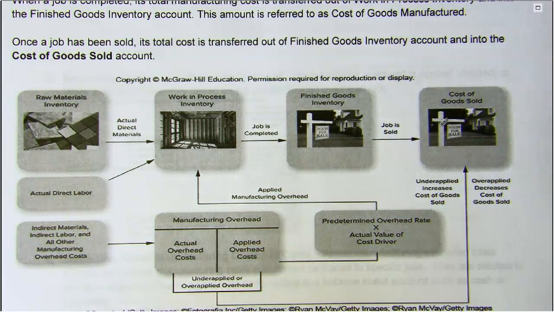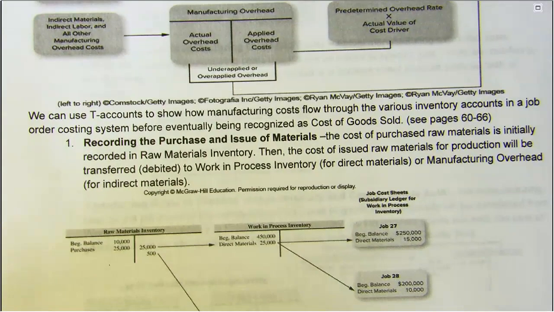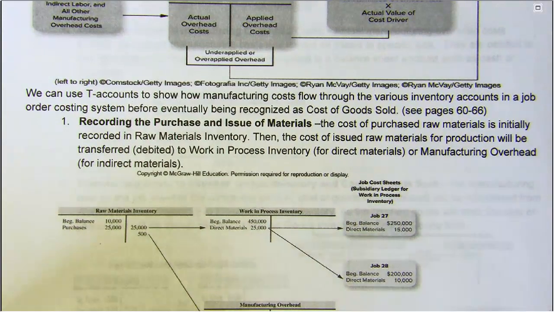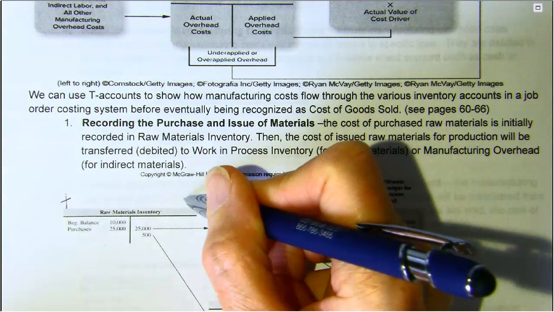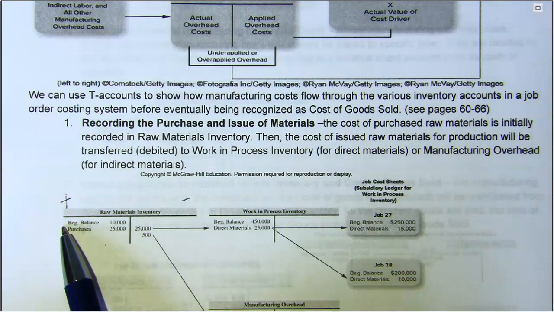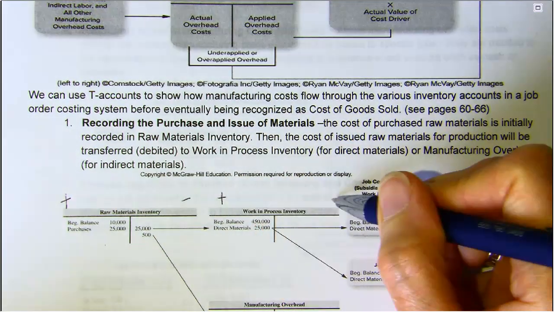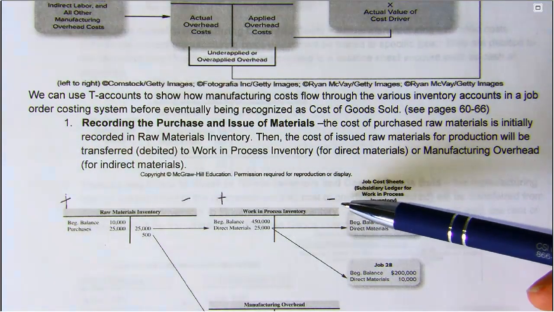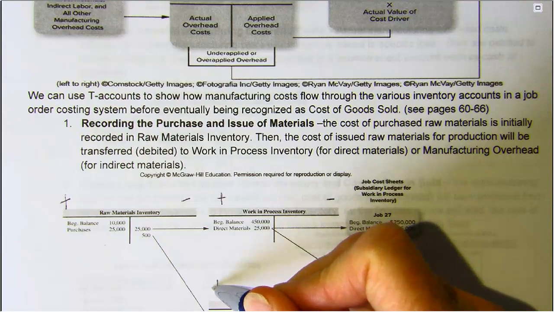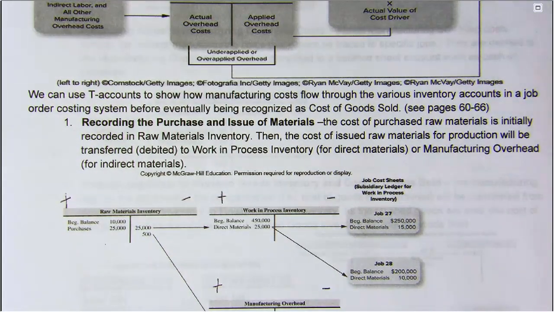Now we take a look at some T accounts here, just to show you an idea of how this works. Remember that the left side of an account is the debit side, and for assets, we increase on the debit side. We decrease on the credit side. So all inventory accounts get increased on the debit side, decreased on the credit side. Manufacturing overhead will also get increased on the debit side and decreased on the credit side.